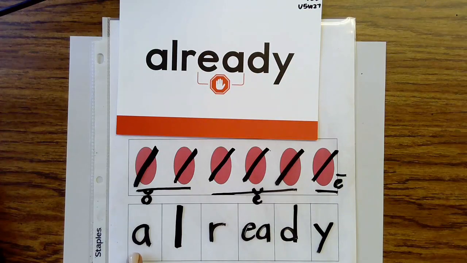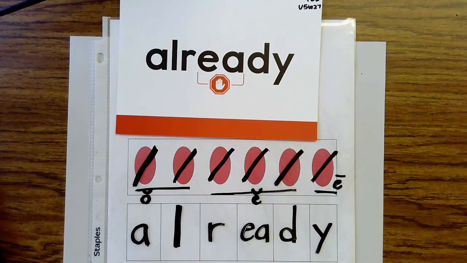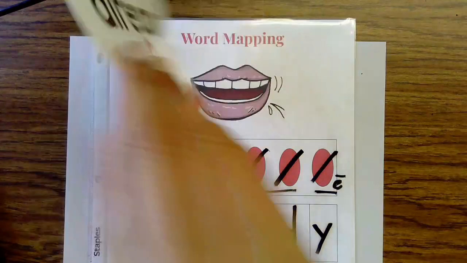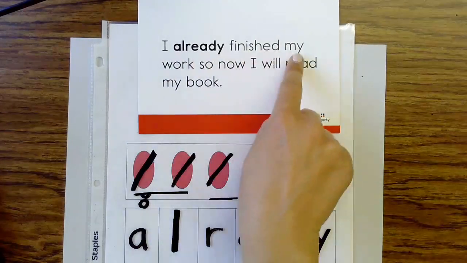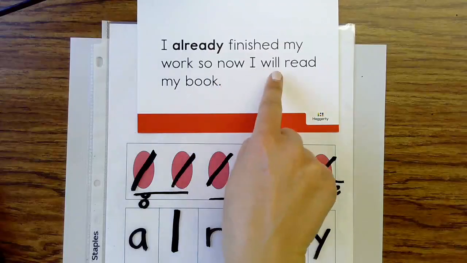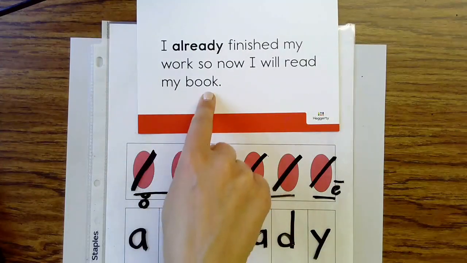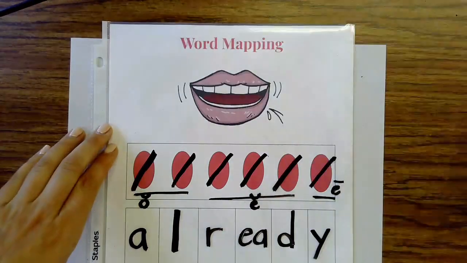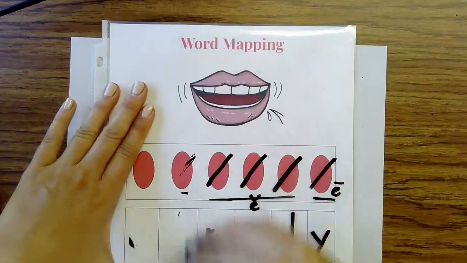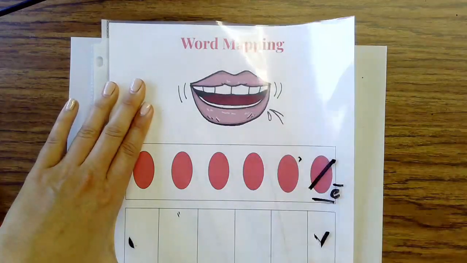Let's sound out already. Already. It is the word already. For example, I already finished my work, so now I will read my book. The word is already. Here comes our next word. Another 3-syllable word.